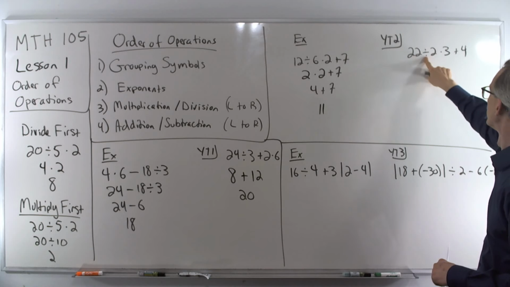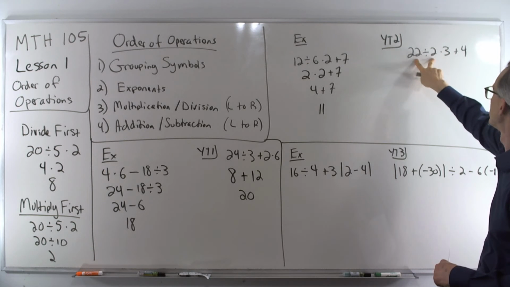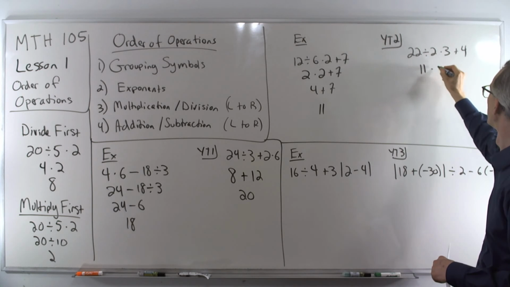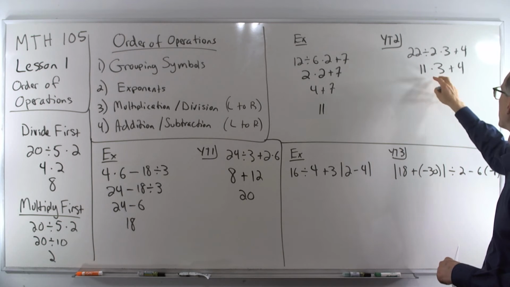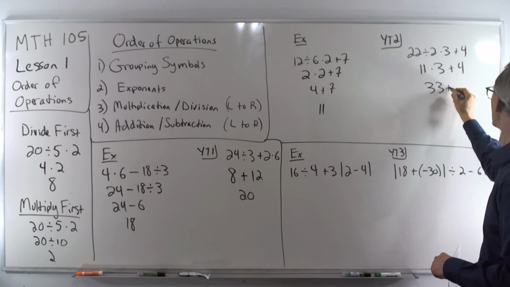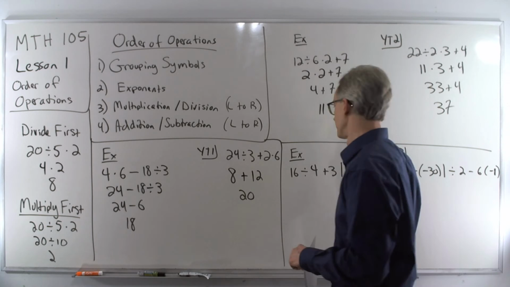So we've got division and multiplication. We'll start on the left. 22 divided by 2, that's 11. Then do the multiplication. 11 times 3 gives us 33. And finally, always add and subtract last.